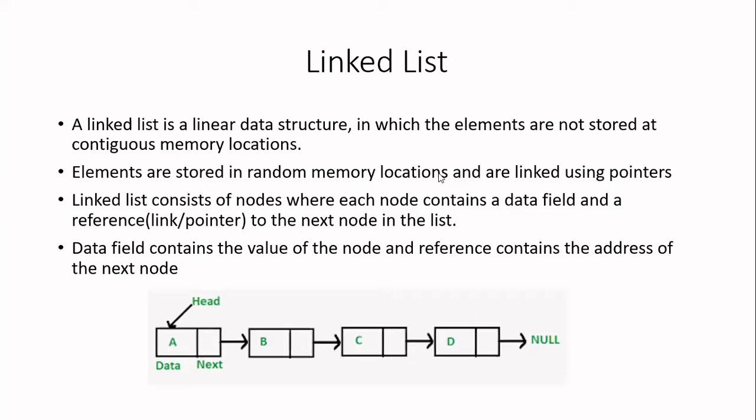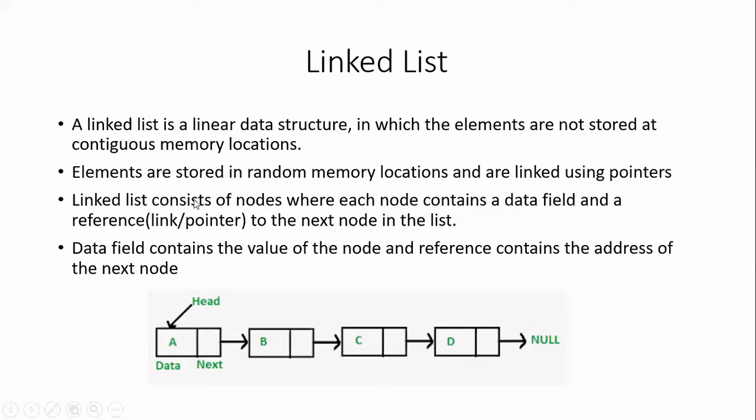When you store them in random memory locations, you need to have some connection between them. How to get the connection? For that connection, the elements are linked to each other by means of a pointer. This pointer is very, very important. We will call this pointer a link or address or next value, anything. The elements are linked together by means of a pointer.